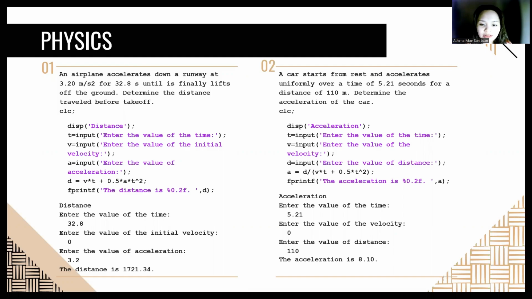So number 2, the question is, a car starts from rest and accelerates uniformly over a time of 5.21 seconds for a distance of 210 meters. Determine the acceleration of the car.